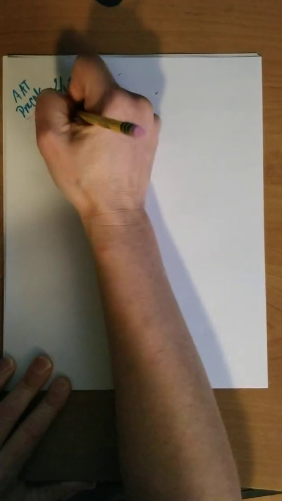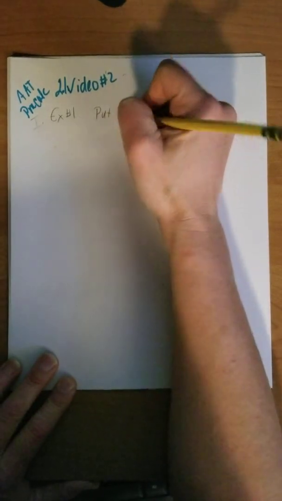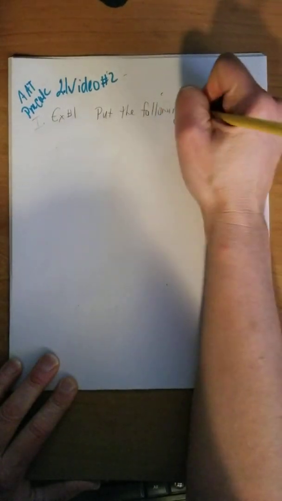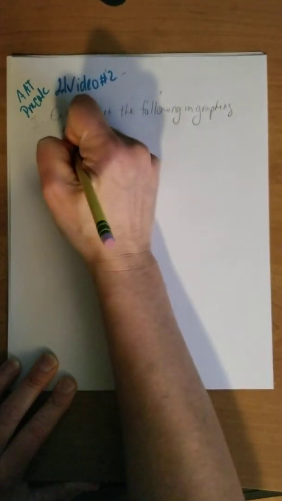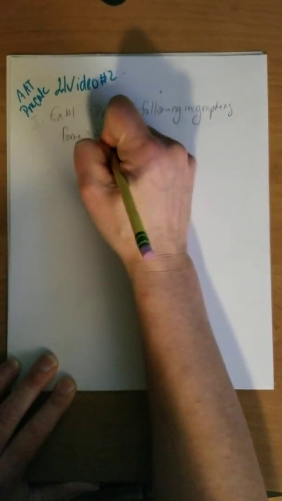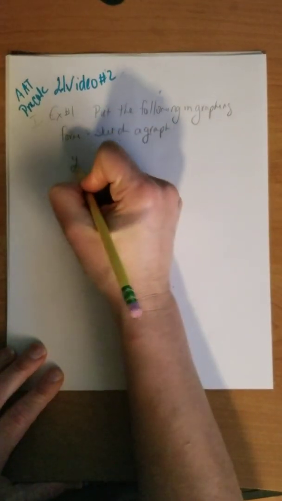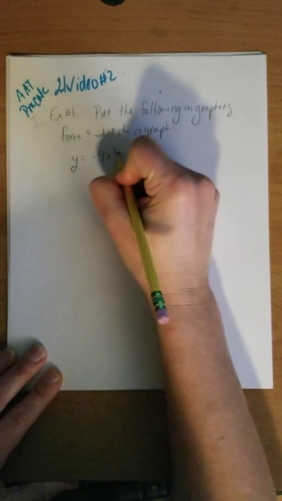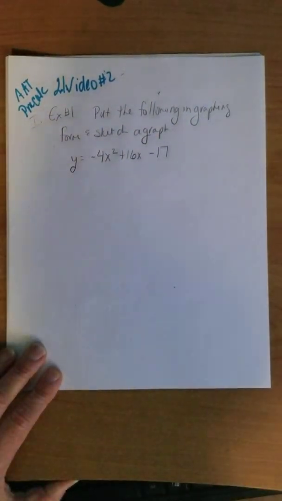Example number one. A little review to keep us going. Put the following in graphing form and sketch a graph. And I'll show you how to check your answers too. All right, so here it is. Y equals negative 4x squared, ooh, this is different, plus 16x minus 17.